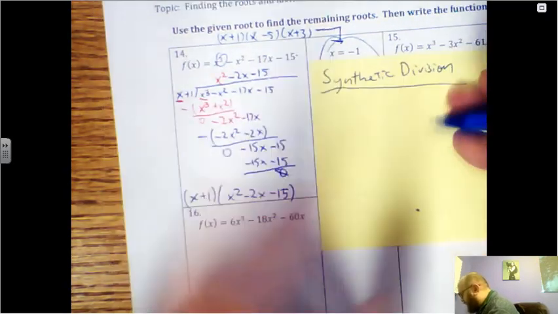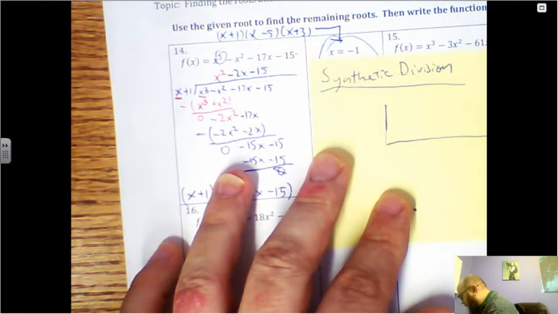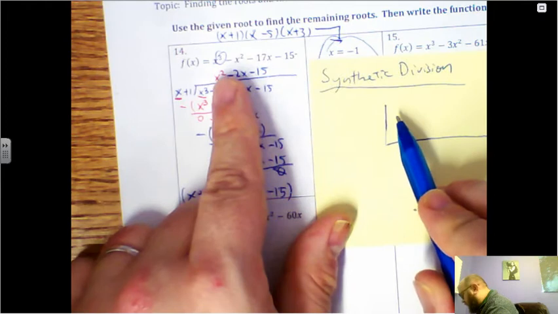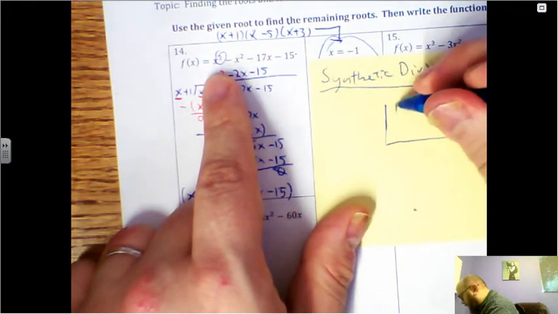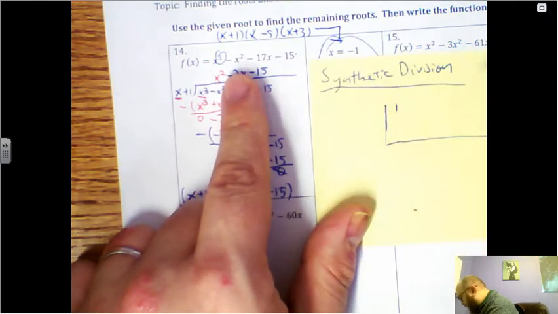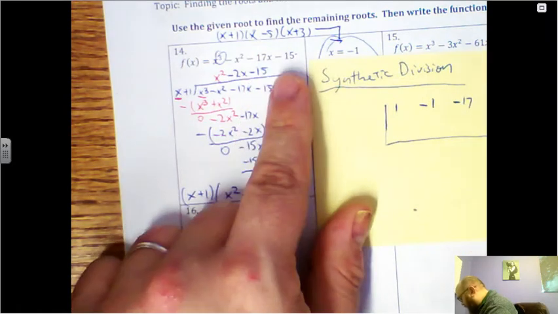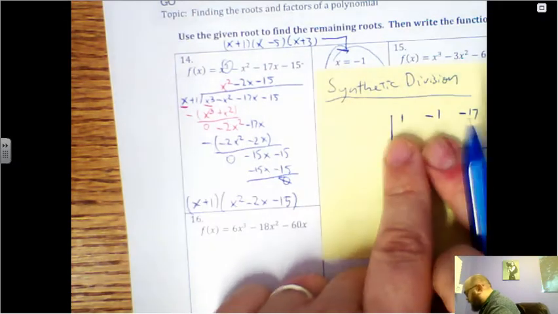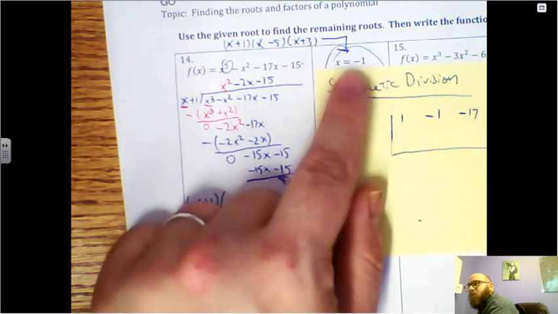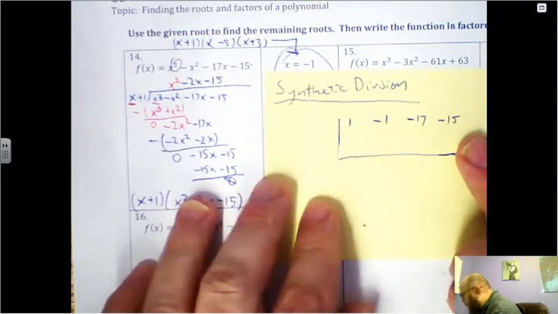We start by drawing a little platform like this, like a big old L, and we're going to write our coefficients here. My coefficient on x cubed is 1, the number that multiplies it. My coefficient on negative x squared is negative 1. My coefficient on x is negative 17. And my constant is negative 15. Then I'm going to write down the known root, which is negative 1.